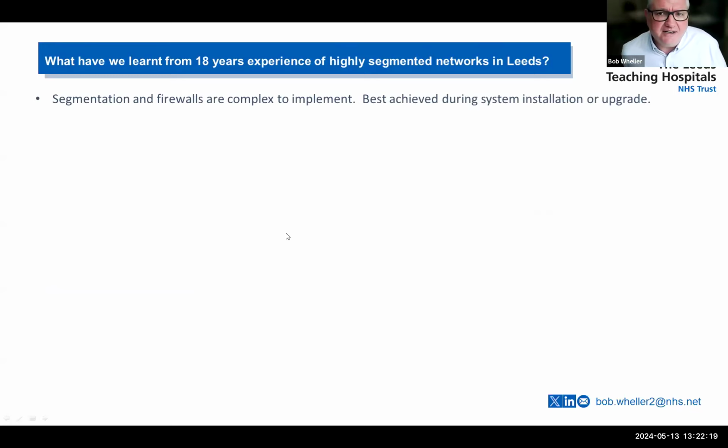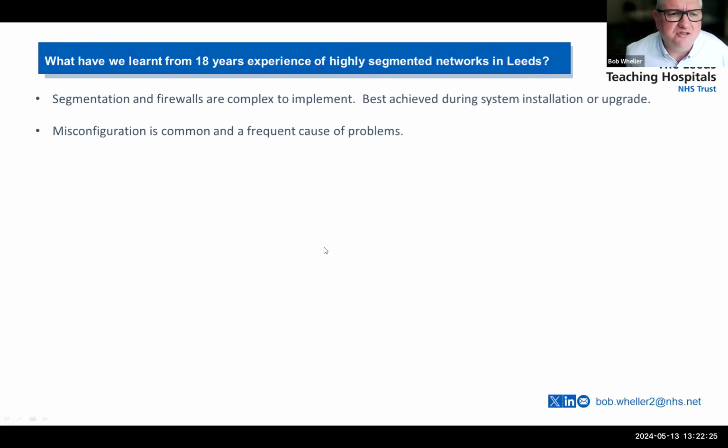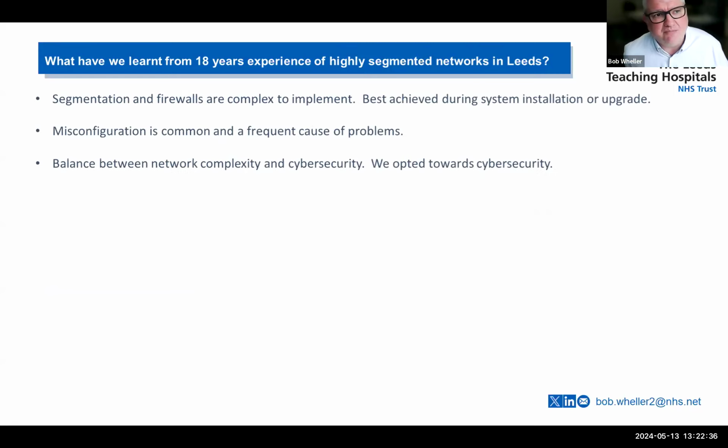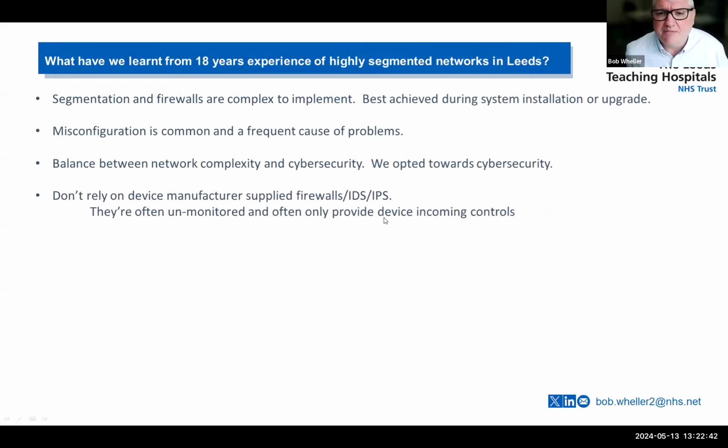So what we've learned here is it's complex to set these things up. It's complex to make changes to the network. So it's best achieved during installation and upgrade. Misconfiguration is common and a frequent cause of problems. So we are introducing configuration errors at the point of making change, and we've got to balance that against cybersecurity, which I mentioned here. So it's a balance between complexity and cybersecurity, and we chose to go with cybersecurity.